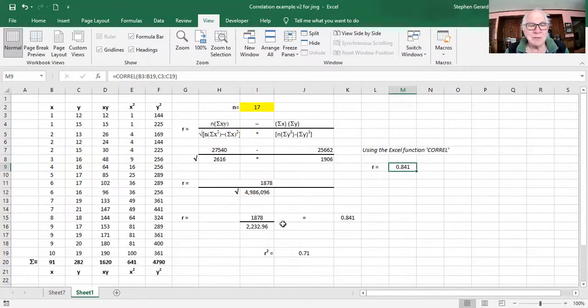I just want to note here, if you try doing this stuff manually, at least for me, doing this mathematically and finding the square root of 4,986,096 would take me a little bit of time manually. I could do it, but the likelihood that I would make an error is quite high. And that's just with 17 cases.